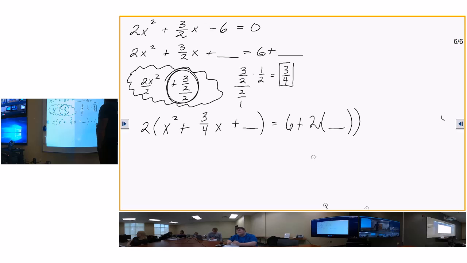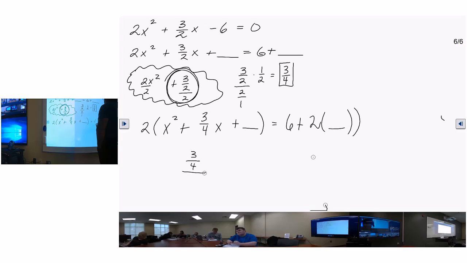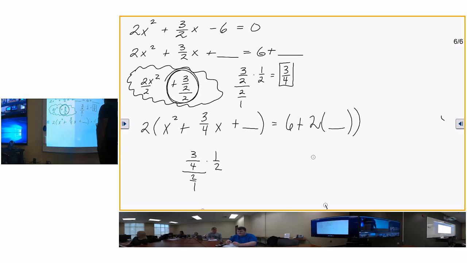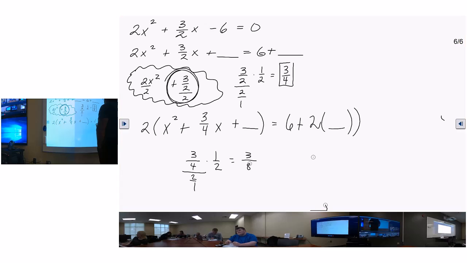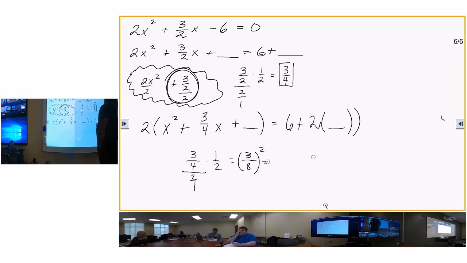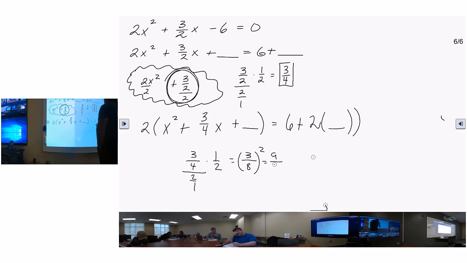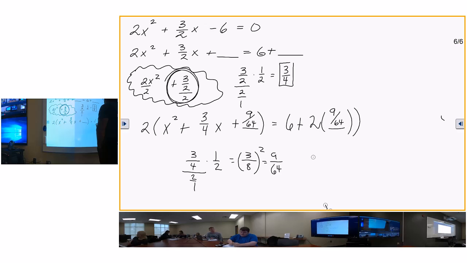So do that. I'll put it down here just like I did this. 3/4 divided by 2 over 1, which means you multiply by what? 1 over 2, and that's going to give you 3/8, which squared gives you 9 over 64. So that goes here, and that goes here. Now, somebody tell me what grade math this is. 3rd grade math. 3 times 1 is 3, 4 times 2 is 8, 3 squared is 9, 8 squared is 64.